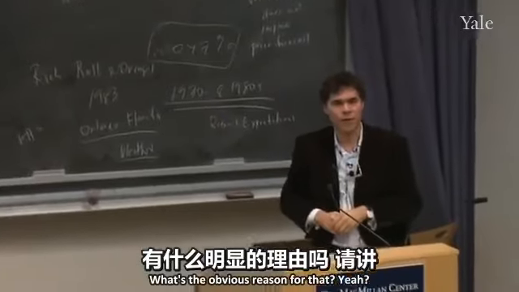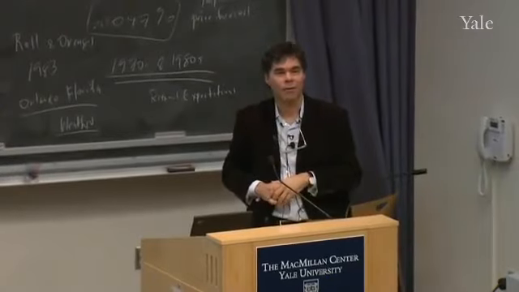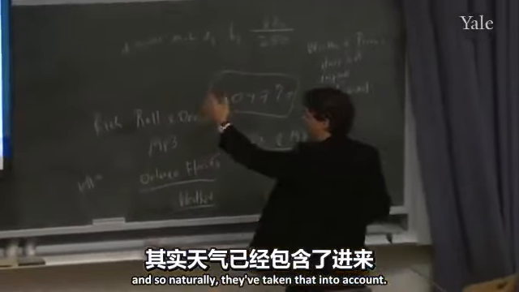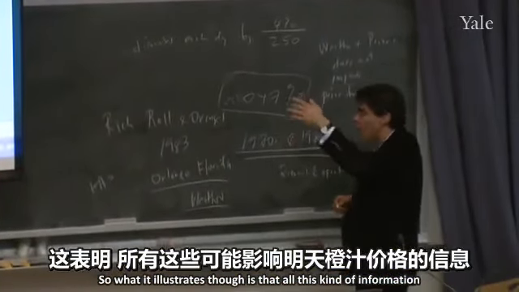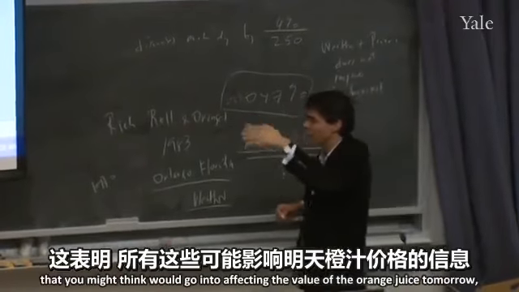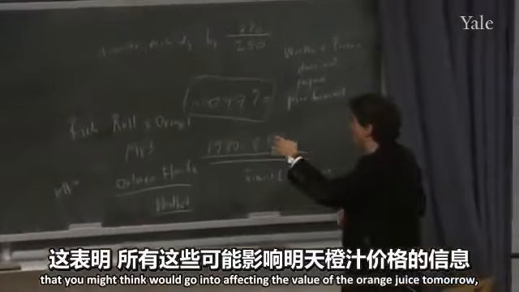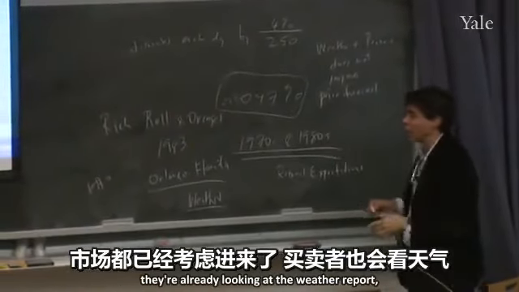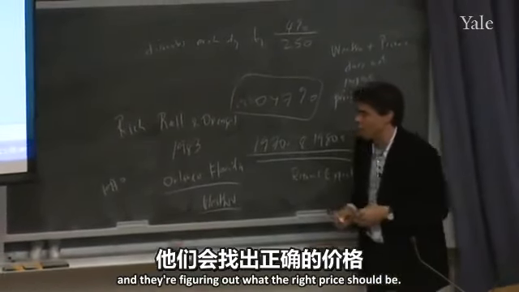What's the obvious reason for that? Right, so the people buying and selling, they're also looking at the weather report, and so naturally they've taken that into account. But what it illustrates is that all this information that you might think would go into affecting the value of the orange juice tomorrow, the market is already processing, because the people buying and selling are looking at the weather report and figuring out what the right price should be.